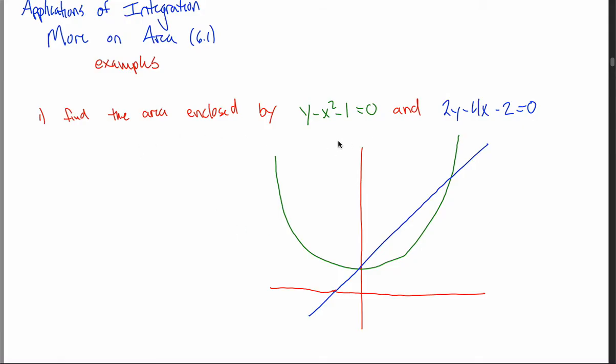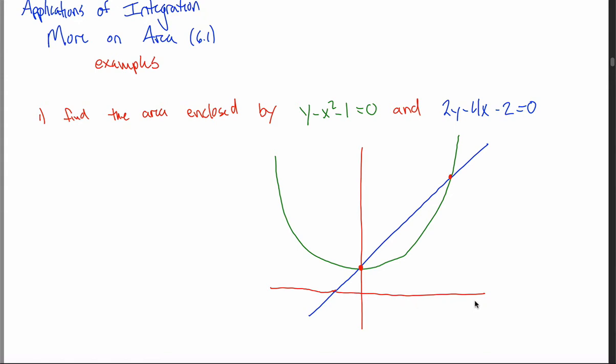So what do we need to know when we're figuring out this area? Well, I guess we need to know their points of intersection because we're going to need to know where we're going to integrate to and from. And you might be asking yourself the question, right, but do I need to know their x coordinates of intersection or their y coordinates of intersection? Well, I purposefully made this problem work out either way.